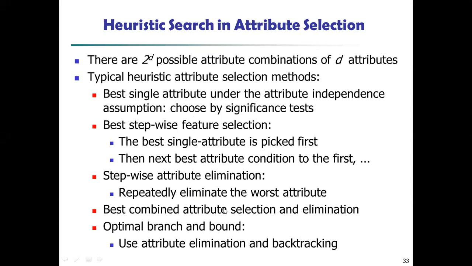First one is stepwise forward selection. Second one is stepwise backward elimination. Third one is the combination of forward selection and backward elimination. And the fourth one is decision tree induction. So these are the four step-by-step processes you have to use in heuristic search in attribute selection, or greedy search in attribute selection.